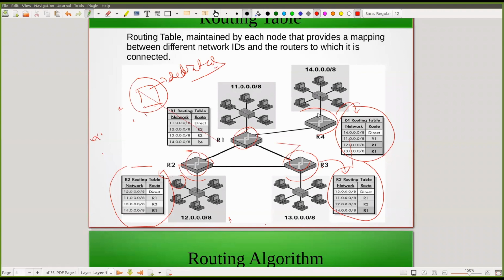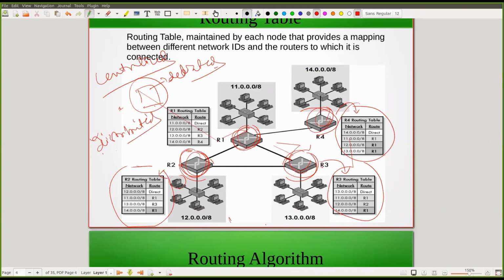Another approach is that every router is responsible for building its own routing table. The first approach is called a centralized approach, because one dedicated machine is going to prepare the routing table for all the routers. The second approach we talked about, where every router is going to build its own routing table, is a distributed approach.